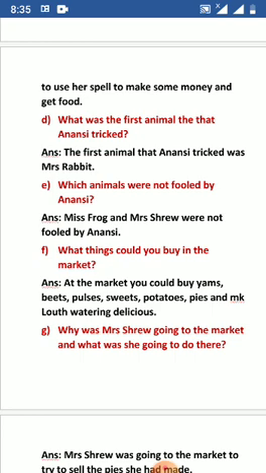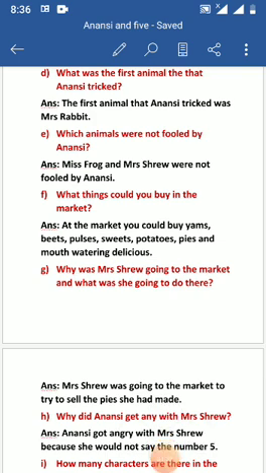Question F: What things could you buy in the market? At the market, you could buy yam, beets, pulses, sweets, potatoes, pies, and mouth-watering delicious food. Question G: Why was Mrs. Shrew going to market and what was she going to do there? Answer: Mrs. Shrew was going to the market to try to sell the pies she had made.